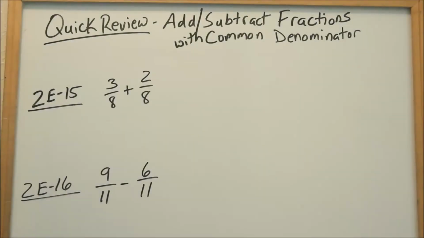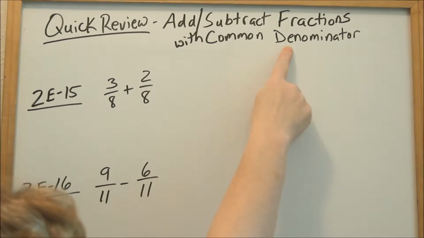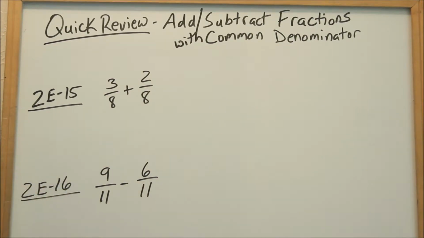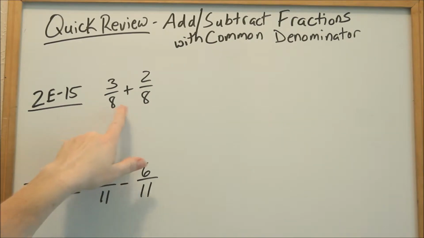Okay, we're doing a quick review on the backside of D out of lesson 2. This is on adding and subtracting fractions with a common denominator. Denominator is the bottom number in a fraction. The numerator is the top number. If you look at 2e15, you have 3/8 plus 2/8. The denominator is the bottom number.